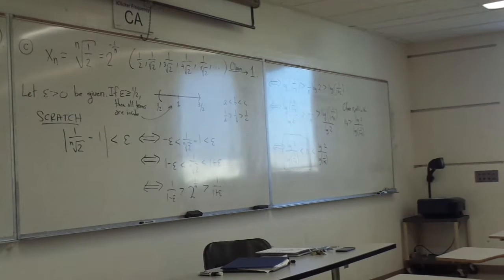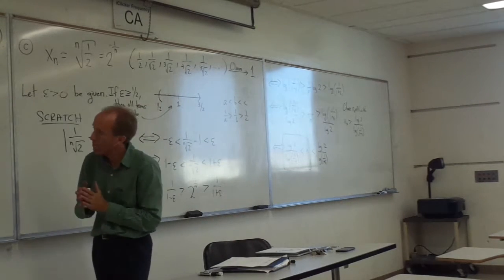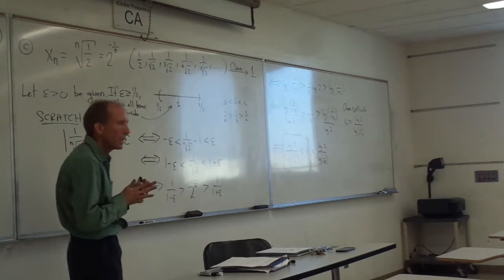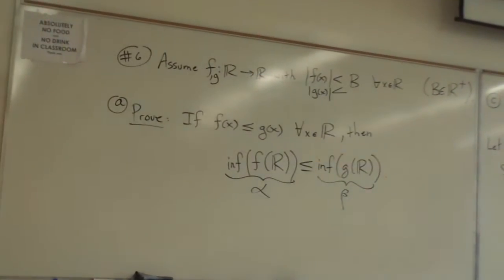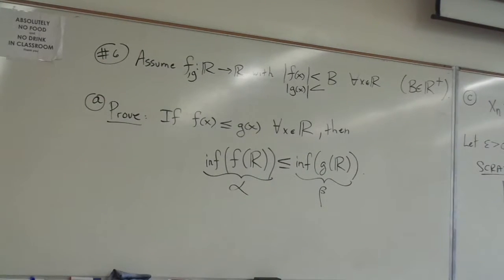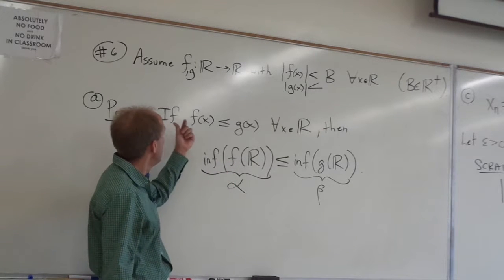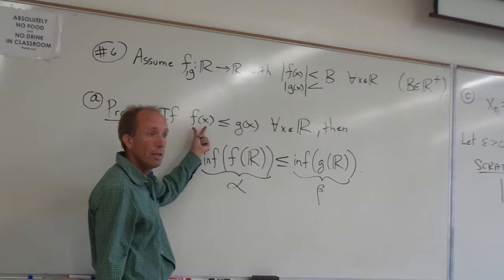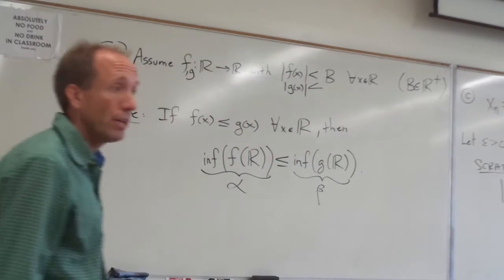Great. How do we want to prove that? Maybe we can give names to these things. Maybe I'll call this one alpha, call this one beta, just to have some notation there. Okay, so just label them that way. Here's the problem. Okay. So alpha is less than or equal to every single f of x value. And beta is less than or equal to every single g of x value.